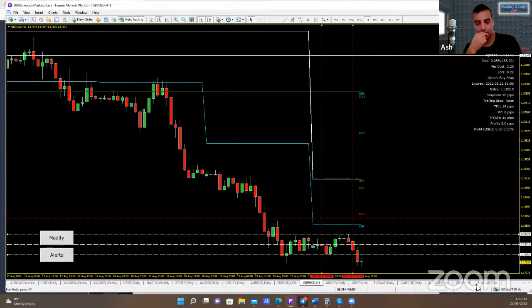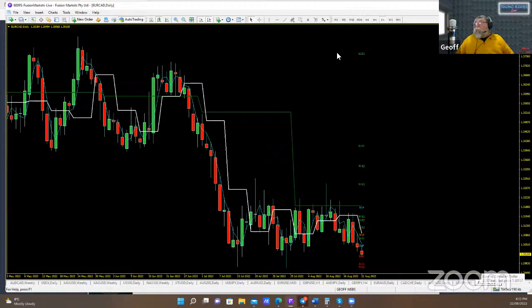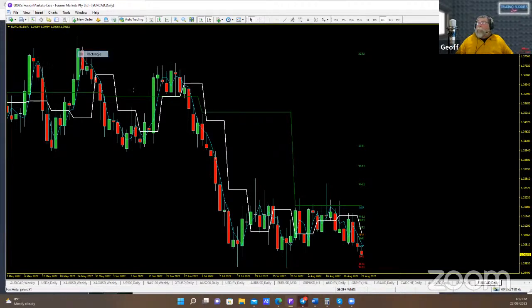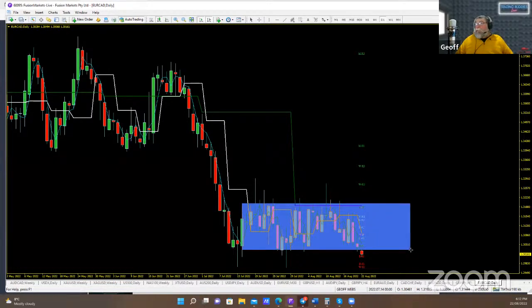Euro Cad, right. Okay, very, very quickly, Euro Cad, the rectangle. Ah, yeah, there it is. Okay, I did see it before. You could take your pick, really. These are the lows. You could use the two lows. You could use the two highs here. I think I'd like to be a bit tighter than that.